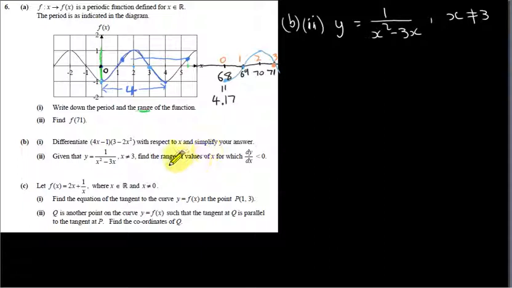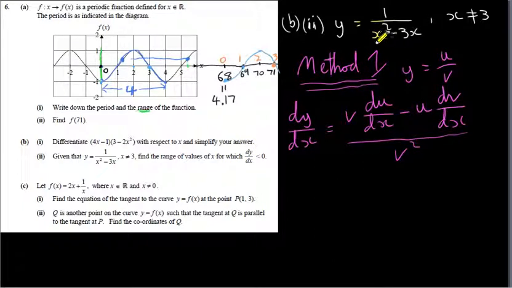Now, we want the range of values of x for which dy dx is less than 0. Well, that basically means we have to go and get dy dx. We have to differentiate this function. And then I'll explain how we solve this inequality. And I might show a graph as well, just to link up a graph with the meaning of dy dx and where dy dx is less than 0.